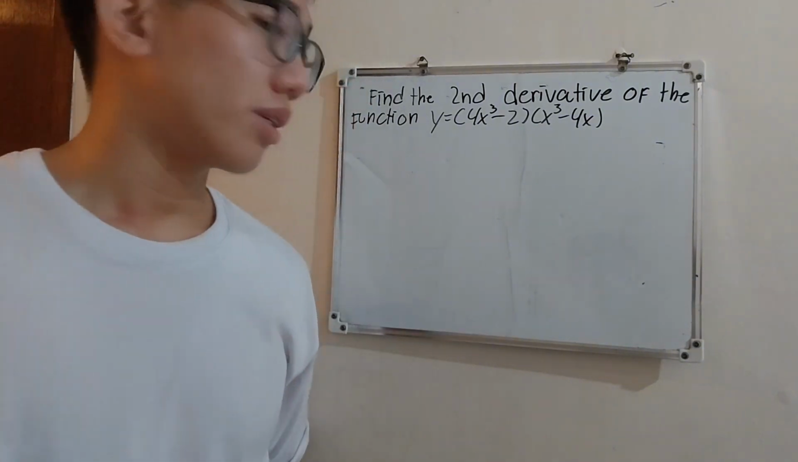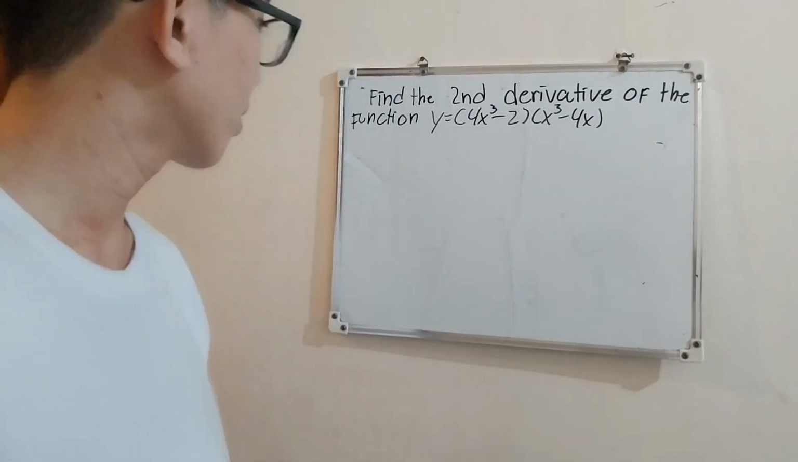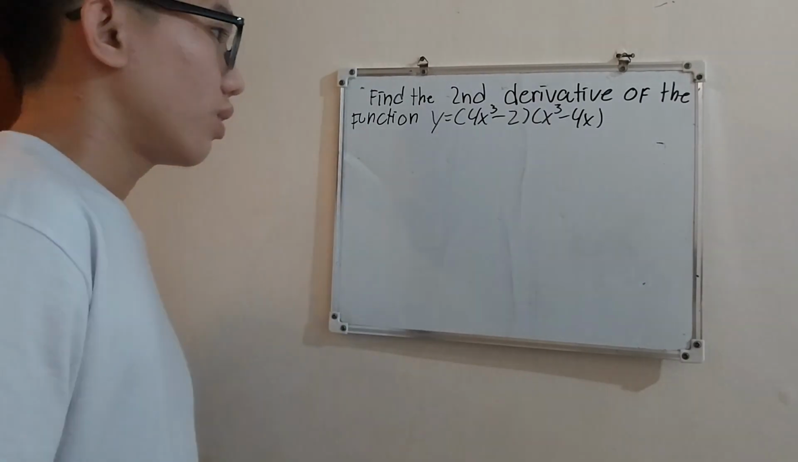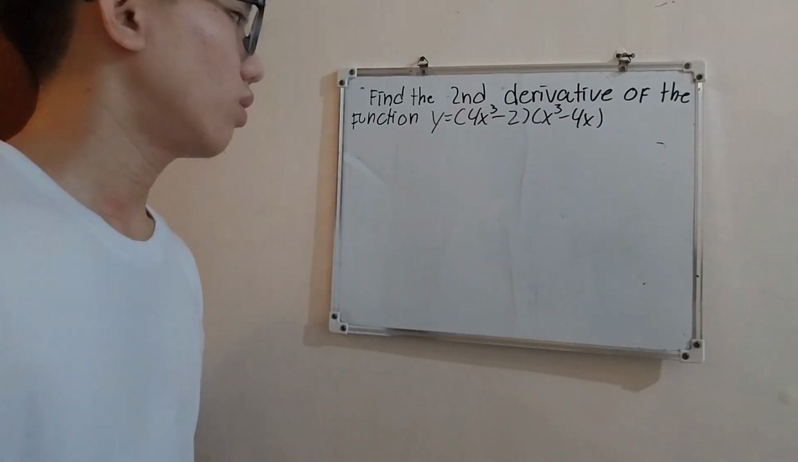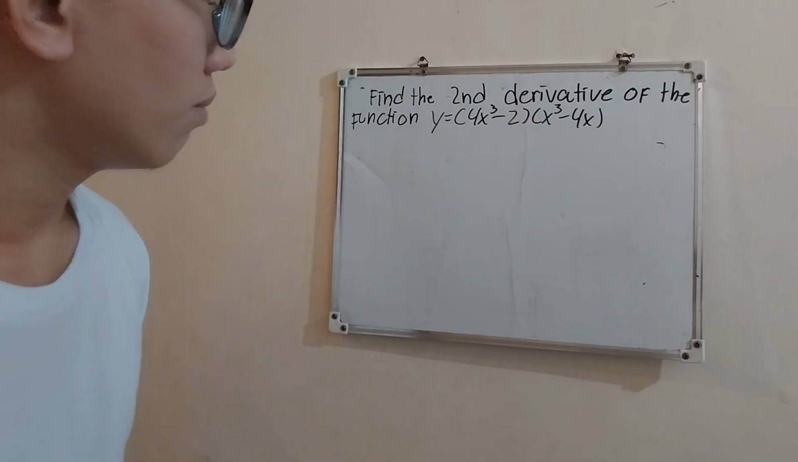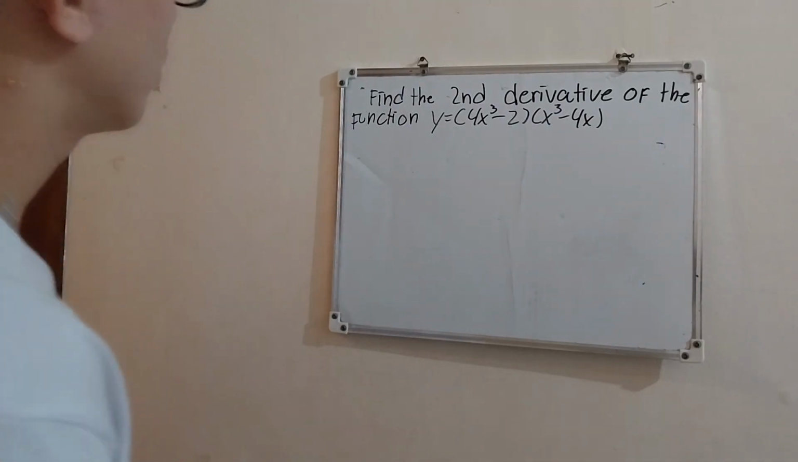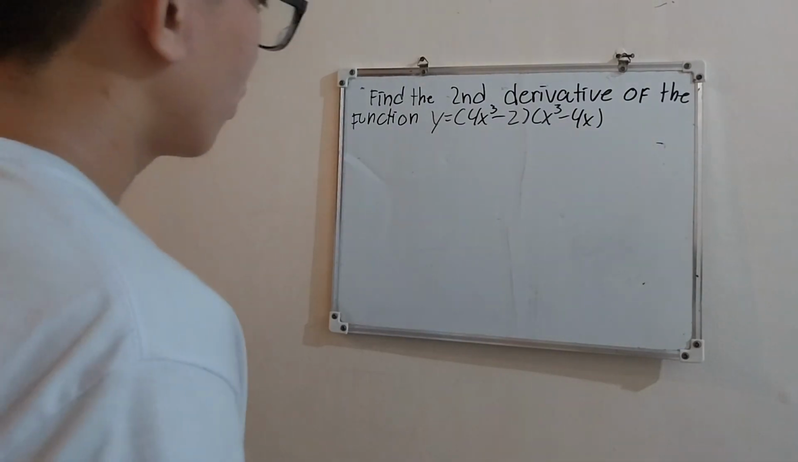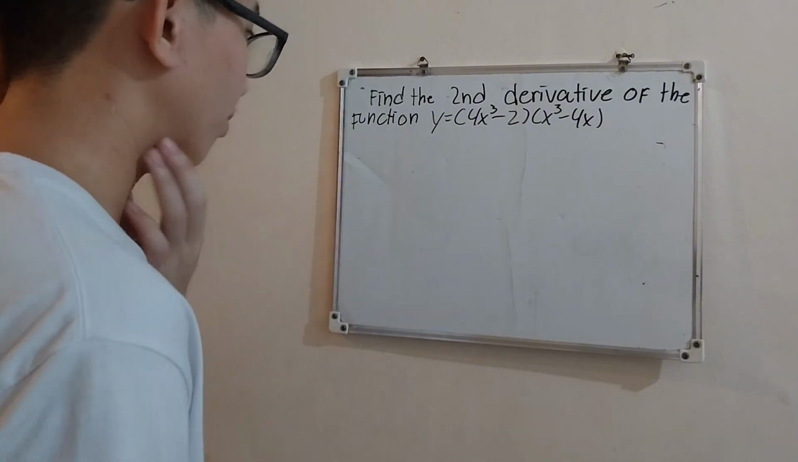So this is our second example, which is the medium. Find the second derivative of the function y equals the quantity 4x cubed minus 2 times x cubed minus 4x. First, we are going to use the product rule in this equation.